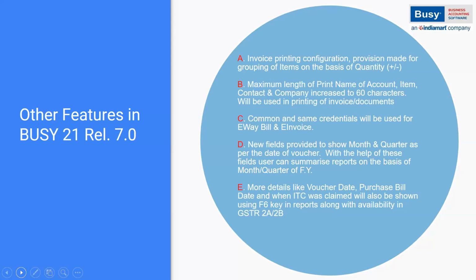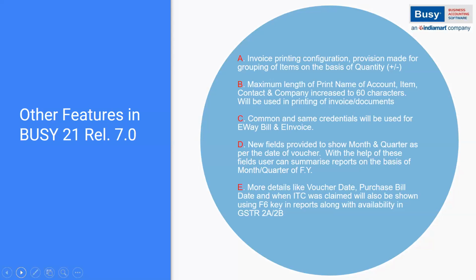Print name is increased. That can be used in the invoice printing, and as well as whenever you see any report using the print name, 60 characters will be shown. E-way bill and e-invoice separate credentials were asked. Now this common credential will be asked, and you can select what your default GSP is, or you want BG to choose automatically.